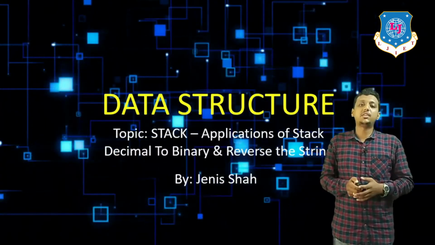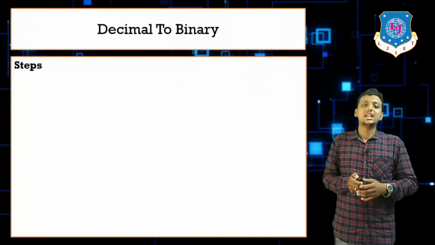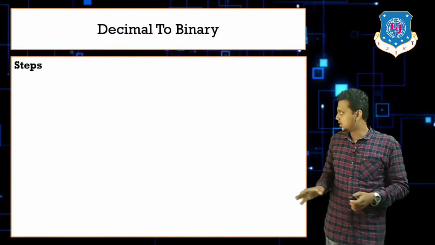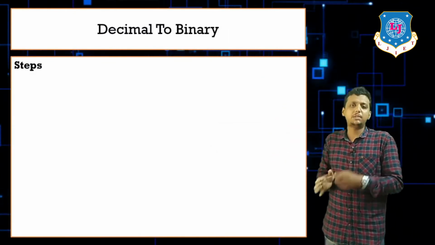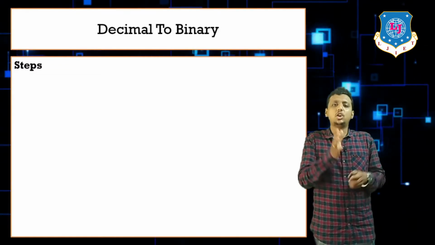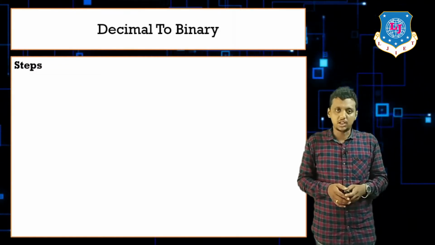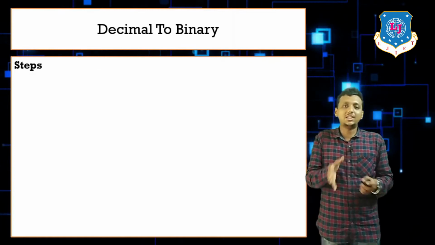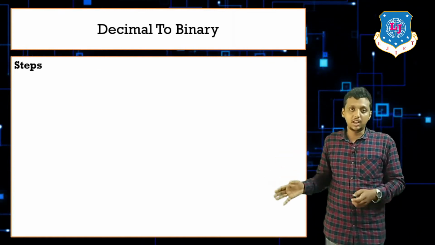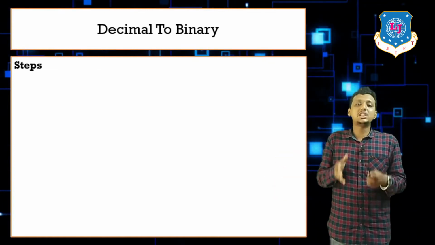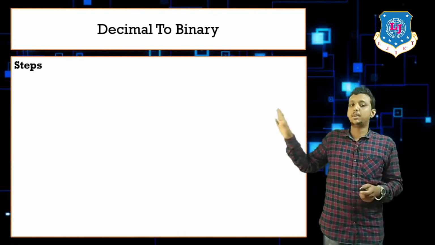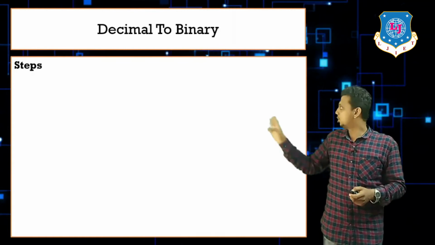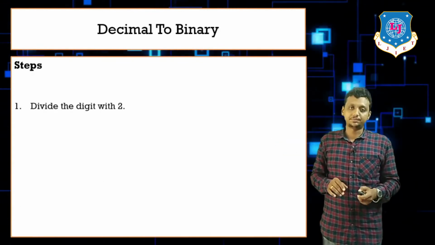So let's begin with our first application, that is known as decimal to binary conversion. Students, you already know how to convert decimal to binary. It might have come in your digital electronics subject. The answer is similar, but we have one unique method which is implemented by stack. By using stack, you are going to convert this number into binary. Let me show you how.